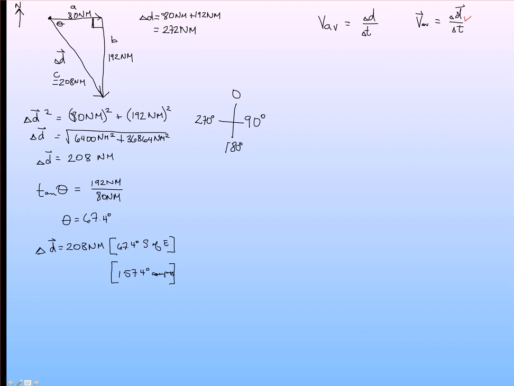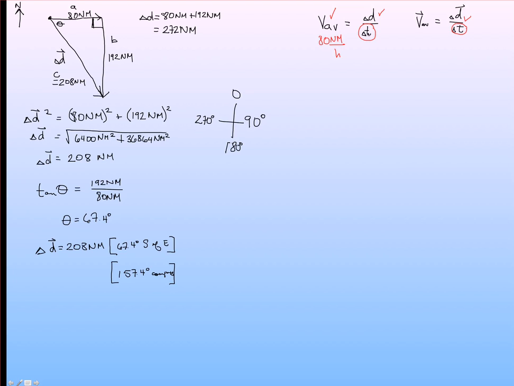We need time. We don't have it yet. We don't know how long it took this boat to make this journey. However, if we look at our other equation, we can see that we have an average speed that's 80 nautical miles per hour. That just comes from the question. And we also have a distance. And so with only one variable missing from this equation, we can isolate for that variable and come up with a value for it.